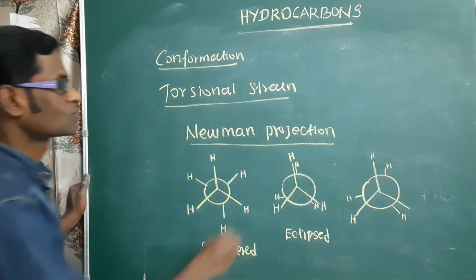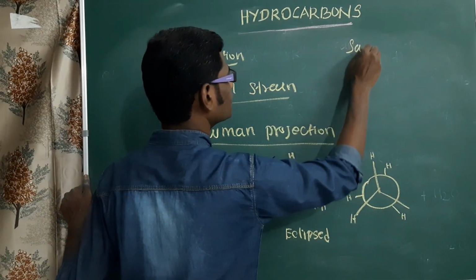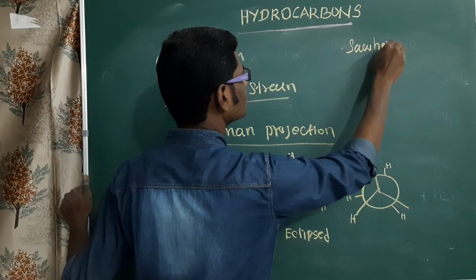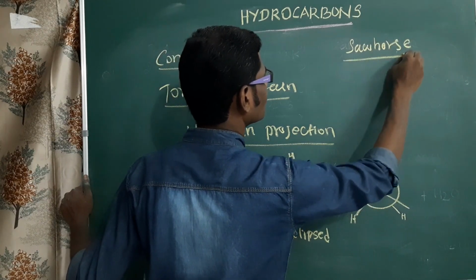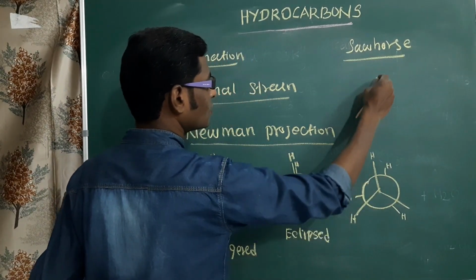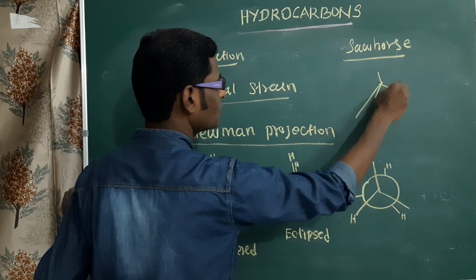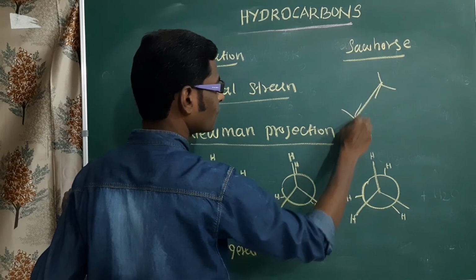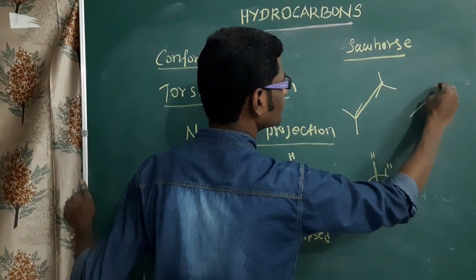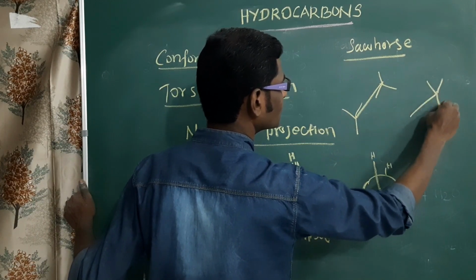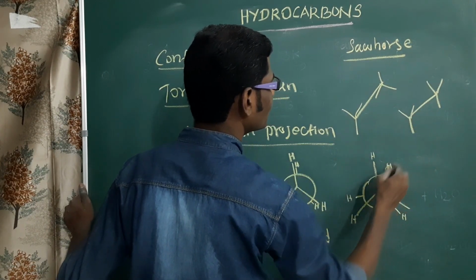One more projection also there, the sawhorse projection. This is the staggered projection, staggered form, and this is the eclipsed form.